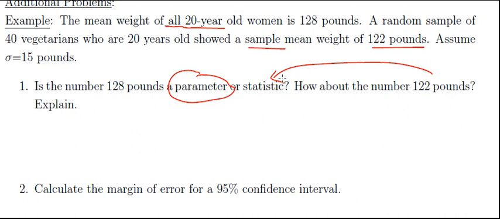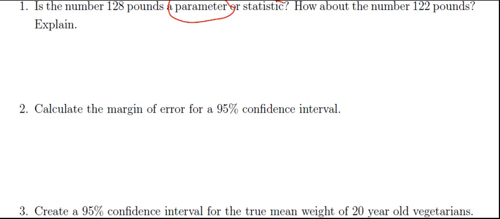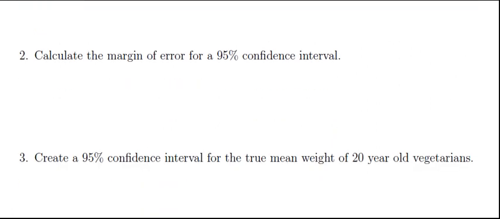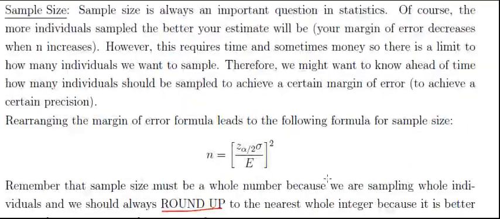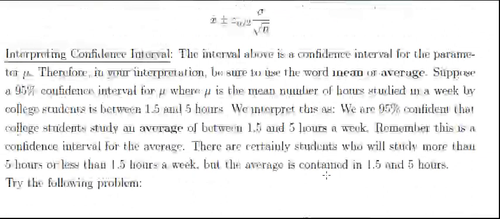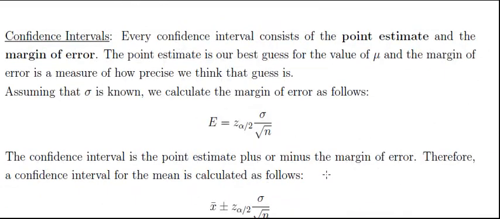So 128 is a parameter, 122 is a statistic. Next thing we want to do is calculate the margin of error. If you go up a couple pages, you'll see the margin of error formula. That's right here. It's kind of like the sample size formula. Well, it is the sample size formula, just rearranged. So I need Z, and we're given 95%, so I know that, and then sigma and n are given in the problem.